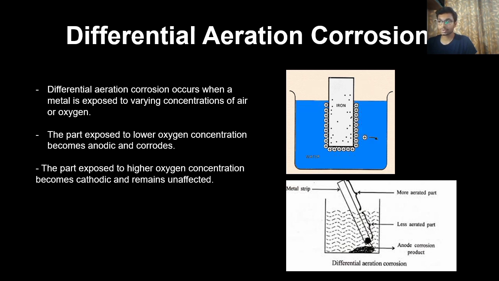Differential aeration corrosion. Differential aeration corrosion occurs when a metal is exposed to varying concentrations of air or oxygen. The part exposed to lower oxygen concentration becomes anodic and corrodes. The part exposed to higher oxygen concentration becomes cathodic and remains unaffected.